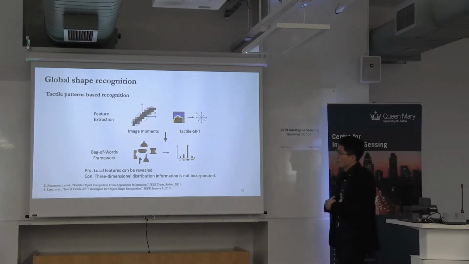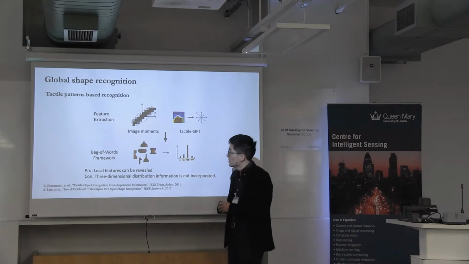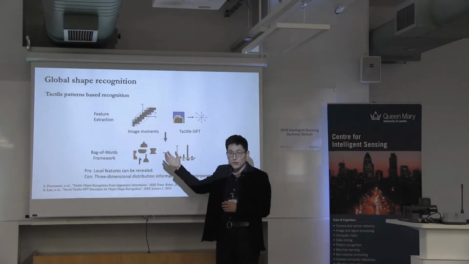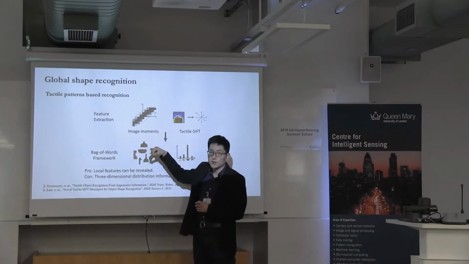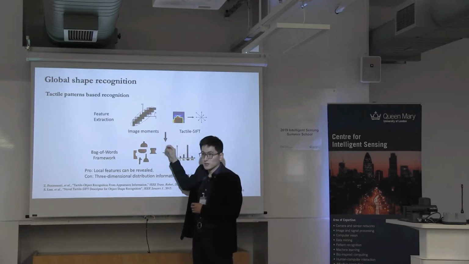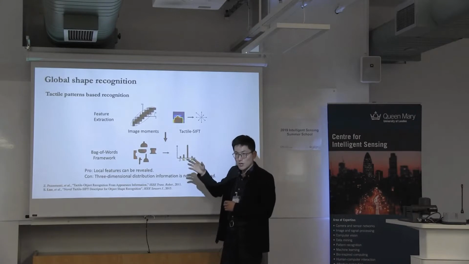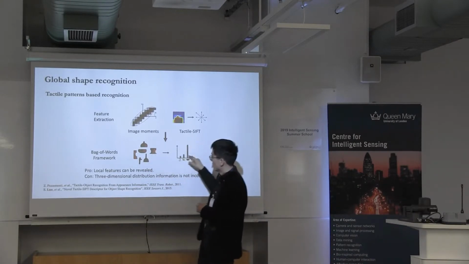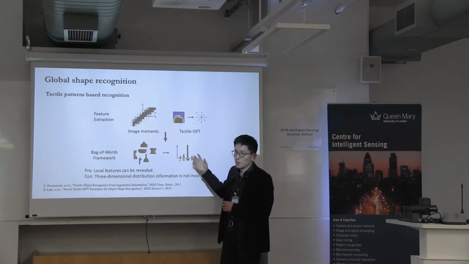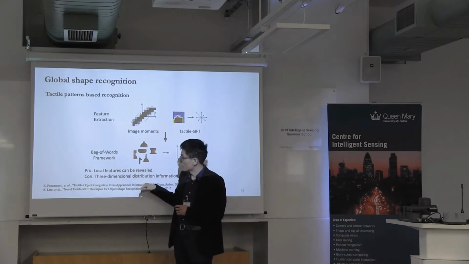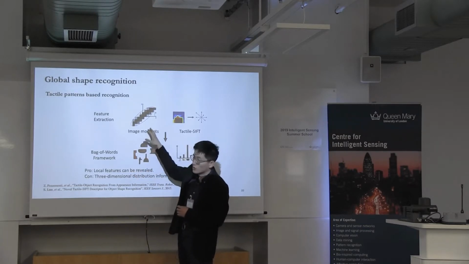Another method is we can use the bag-of-words framework. For example, here we collect these tactile images and extract the local features. We can use image moments or tactile shape descriptors to describe these local patterns. Once we get these descriptors, we can represent these features as a histogram for different objects, and we can recognize these objects. The advantage of this method is that we can get the local features.